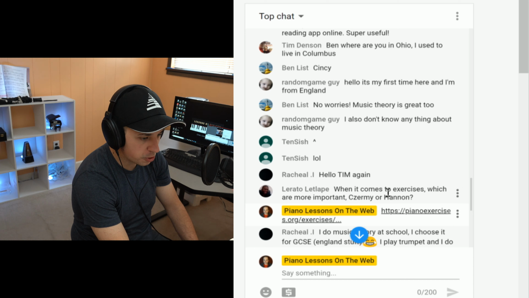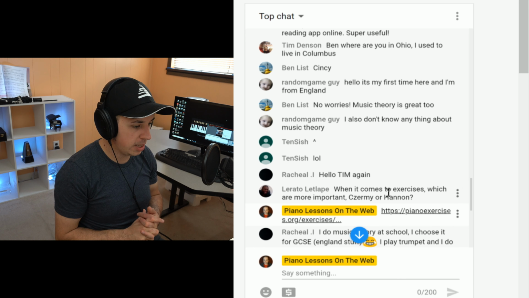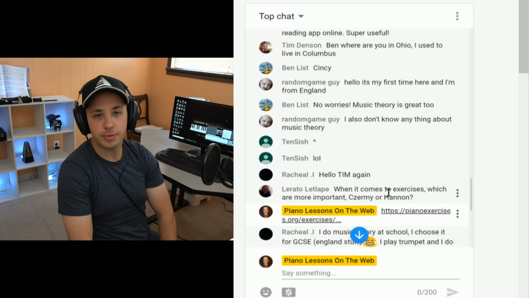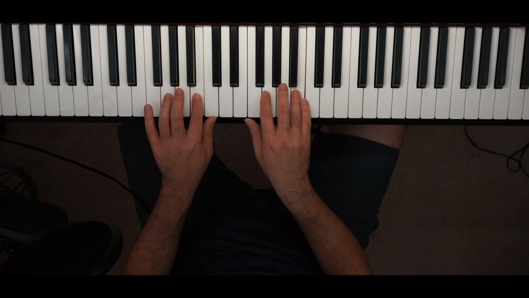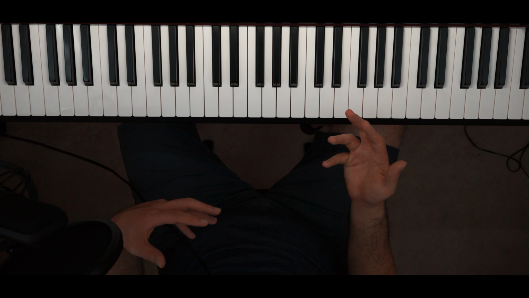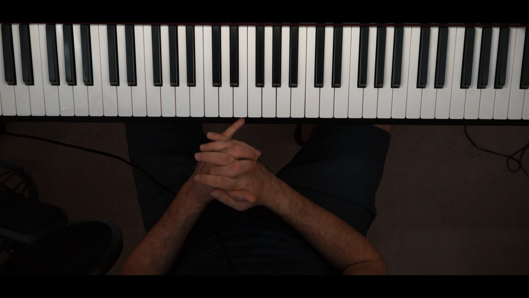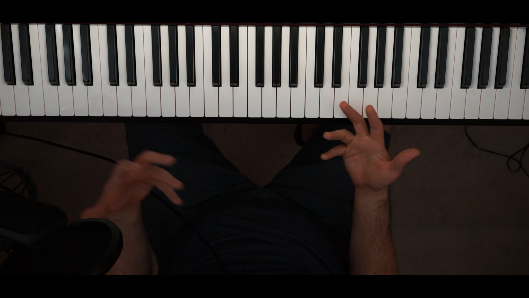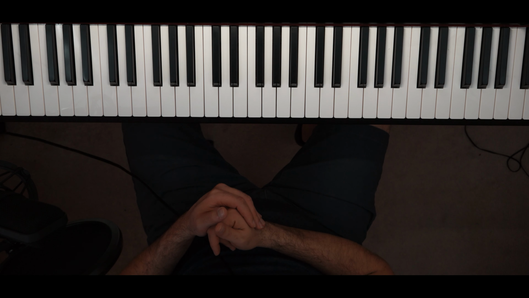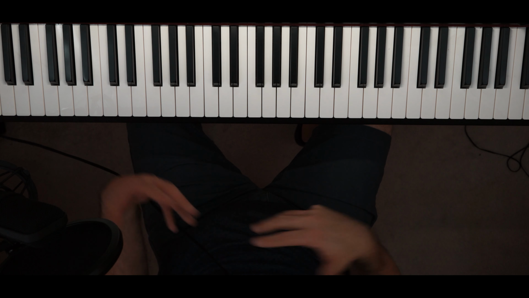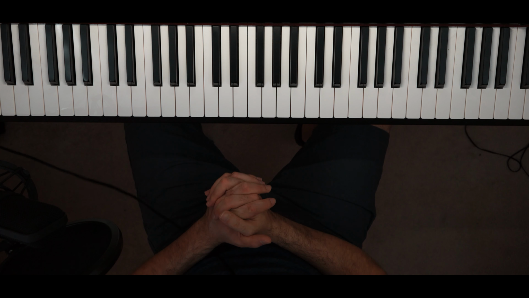When it comes to exercises, which are more important, Czerny or Hannon? Asked Laredo. Both. I would learn both. I would start out with the Hannon exercises because they involve parallel motion, meaning you're playing the same note in each hand. And then go to the Czerny exercises. You don't need to complete the Hannons though. Maybe learn the first 20 Hannon exercises and then start learning Czerny exercises along with those. See how that goes for you.